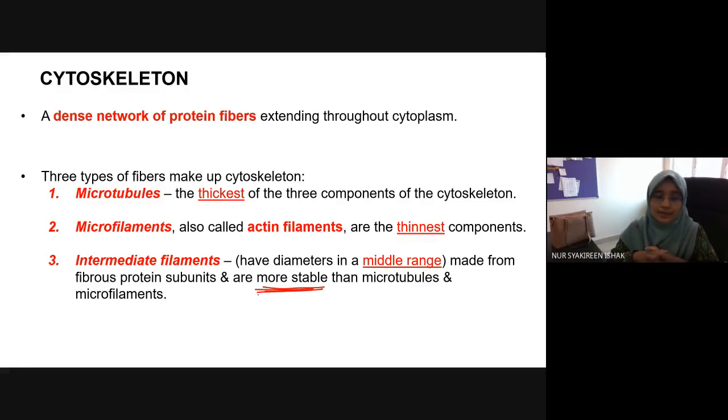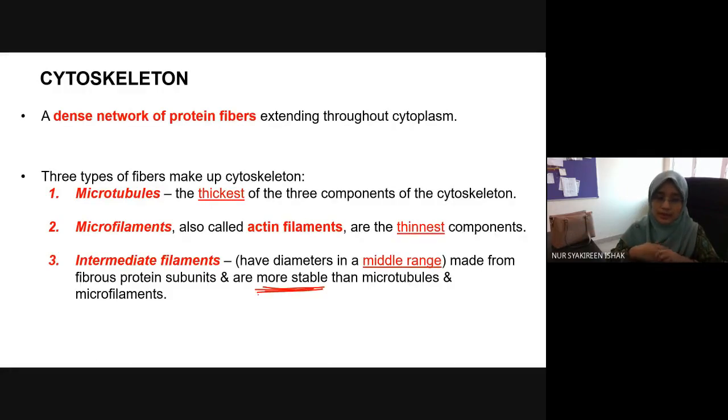And then the last one is the intermediate filaments. The intermediate filaments have a diameter in the middle range between the other two. The intermediate filament is made up of fibrous proteins. You have strands of protein molecules that form the intermediate filaments. Because the intermediate filament is made up of fibrous protein, its structure is more stable than the microtubules and microfilaments.